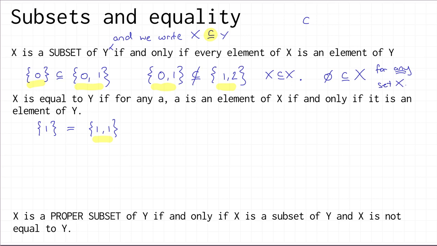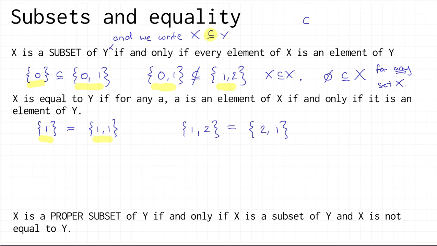But the only thing which is an element of the set on the right is the number 1, and that's also an element of the set on the left. So those two things are equal as sets. And similarly, if you look at the set containing 1 and 2 like this, and you look at the set where we have the same elements but we list them in the opposite order, again they are equal, because the only things which are elements of the set on the left are 1 and 2.